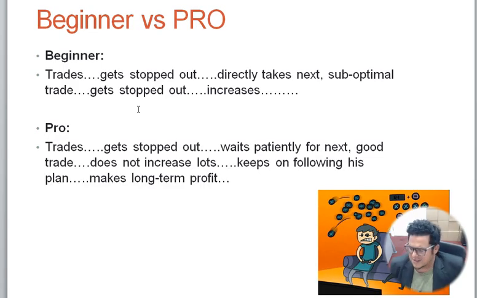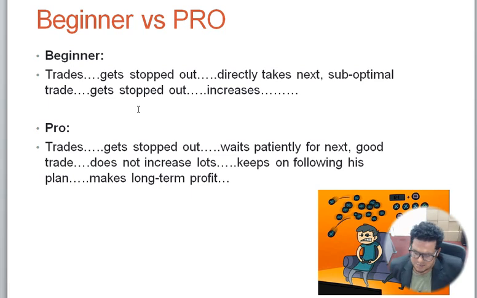And of course it feels a bit different. Beginners make trades, get stopped out, and directly look for another trade. They take a trade they shouldn't take. They get stopped out again. Now they are depressed. They increase their risk per trade. They chase the P&L, and everything becomes a downward spiral.